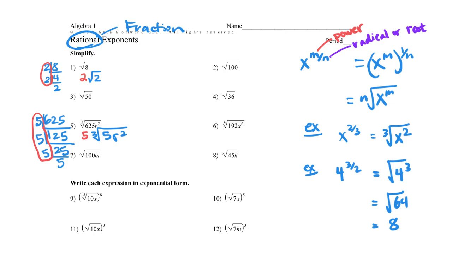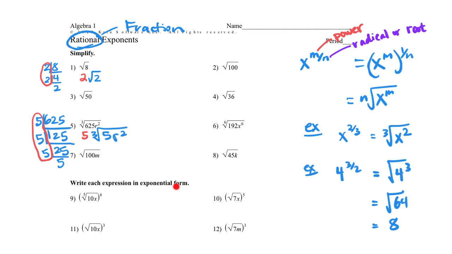If there had been 3 of them, I would group those 3, and that would come out here with the 5 on the outside. So this would be 5 times the cube root of 5r squared is its simplified form here. You are going to simplify the rest of these. Some of them are perfect squares, but most of them are going to simplify like I've shown you here.